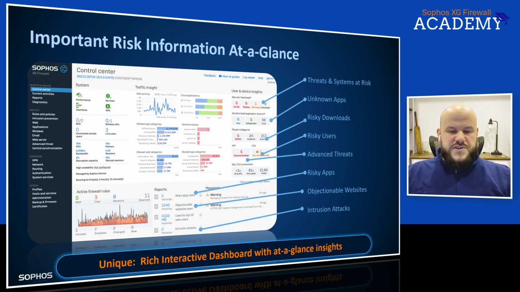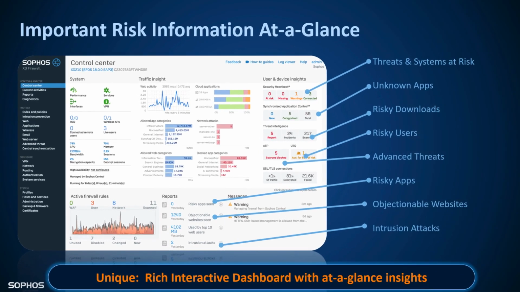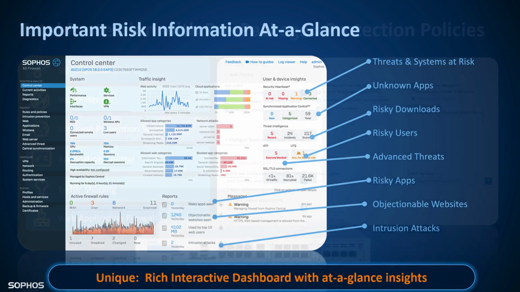It starts as soon as you log into the firewall with the control center you see here. It uses traffic light style indicators that immediately draw attention to what matters the most. Red needs immediate attention, yellow is a risk or warning, and green is good. At a glance, you can see your top risks related to the heartbeat, applications, payloads, users, threats, websites, and attacks.